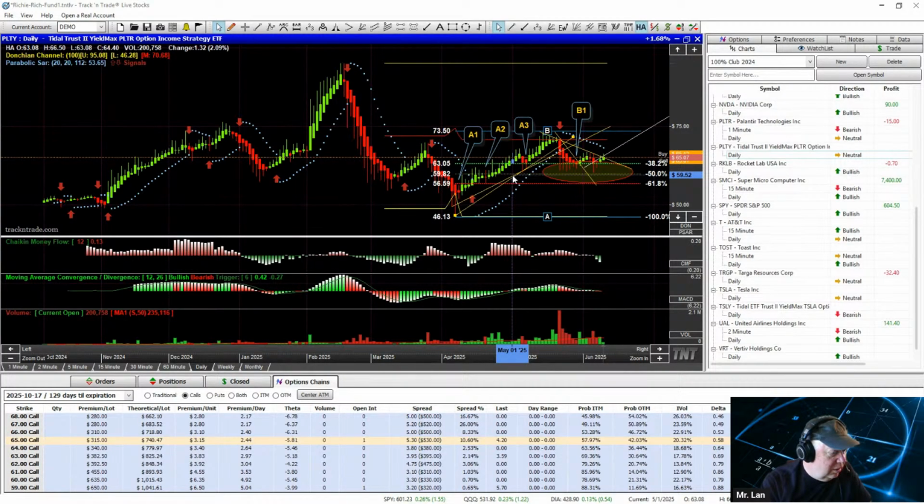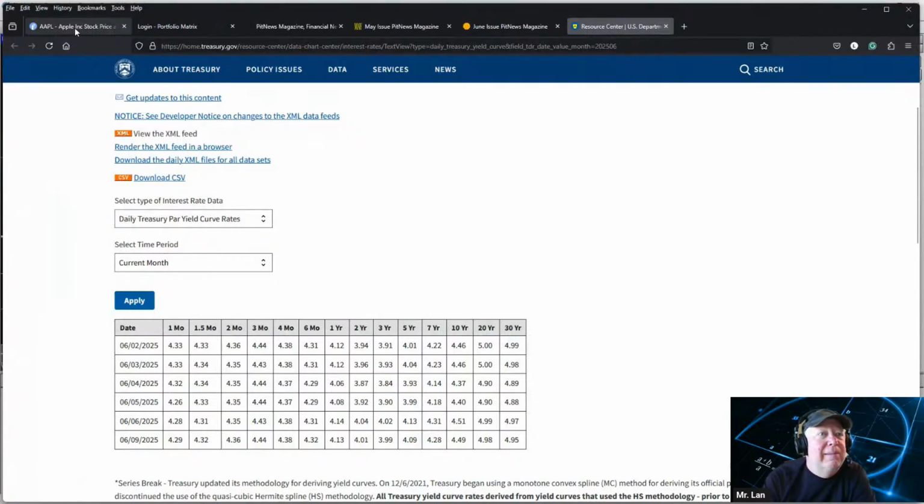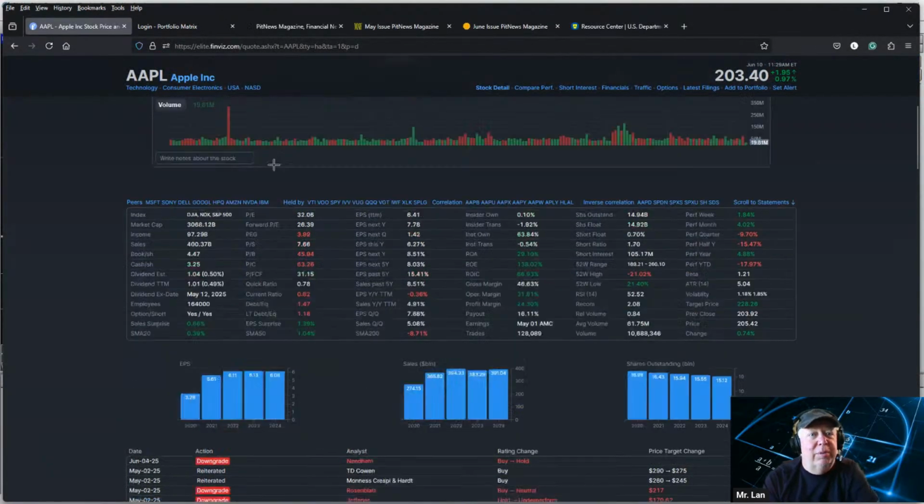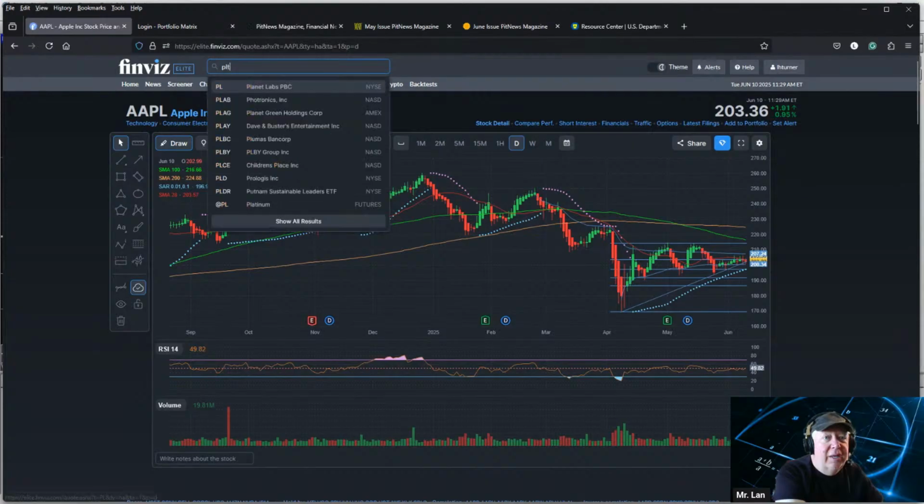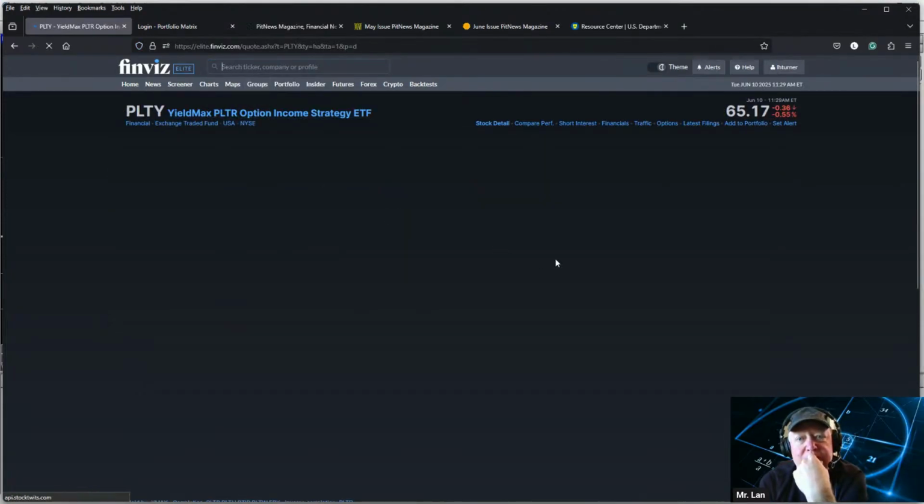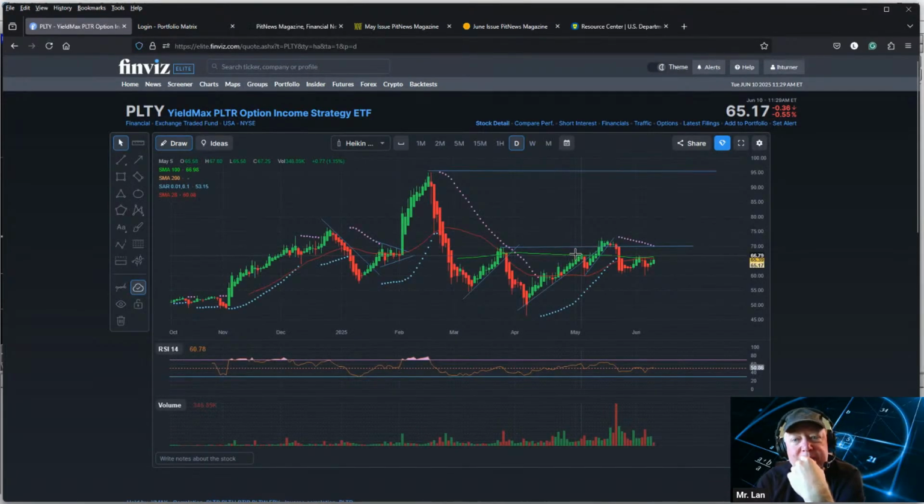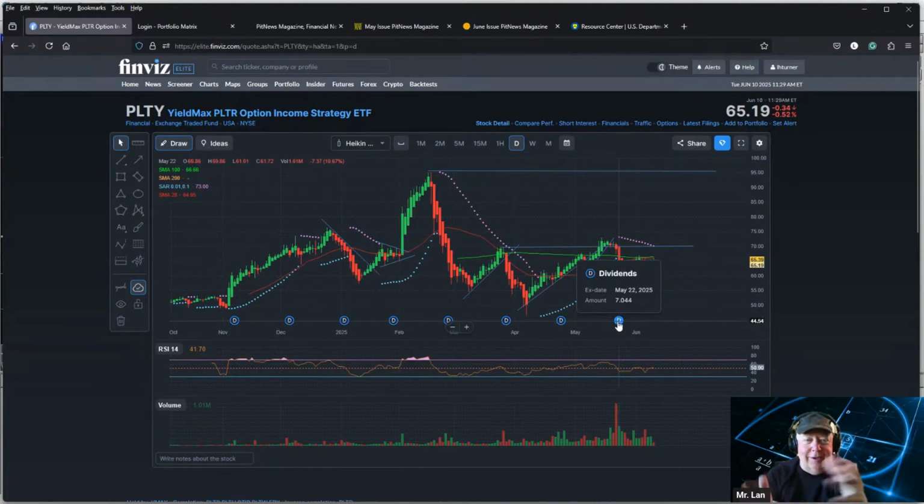Where is it? Here it is. Let's go back to here, pull up our PLTY. What are our dividends on this baby? Right there. $7 a share. Holy smackaroli. But it is $65 for a share. But it's $7. They give you $7 for every share.